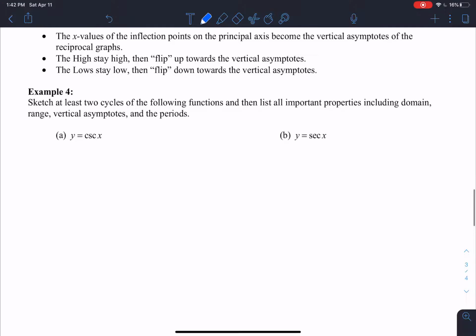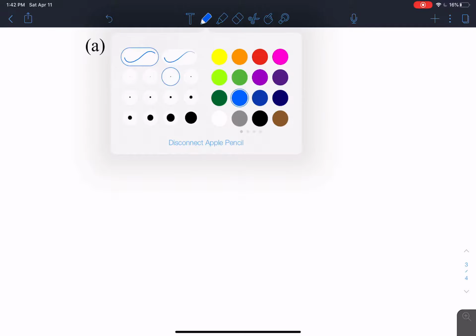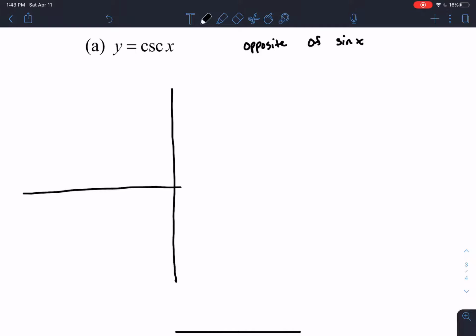So that's how you do cotangent. And then cosecant and secant. Now cosecant is the opposite of sine, so it's the opposite of sine of x. What we're going to do is draw sine of x first, and you'll see how easy it is once you have that.